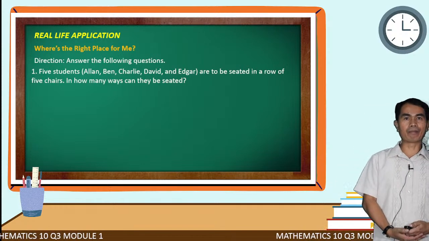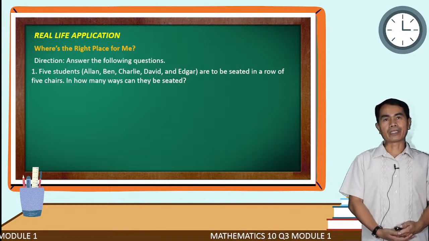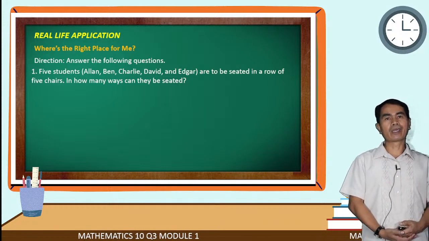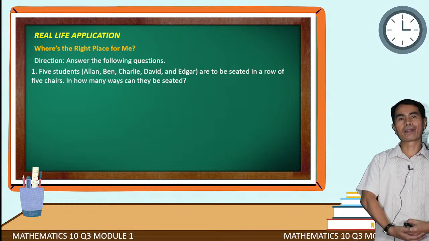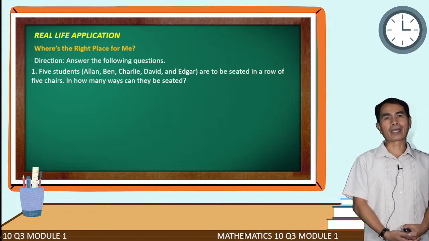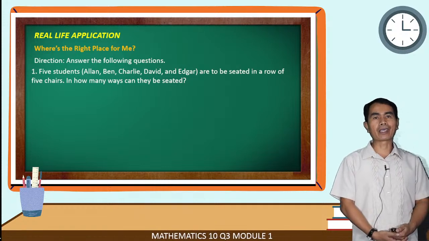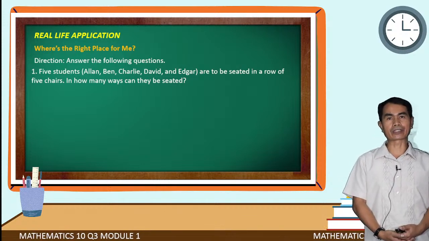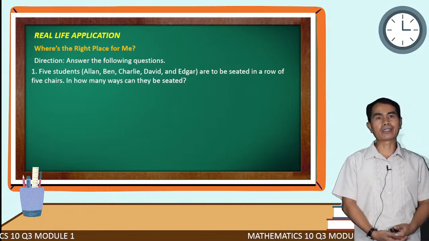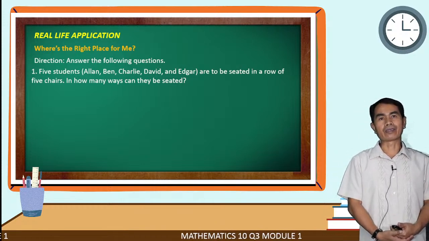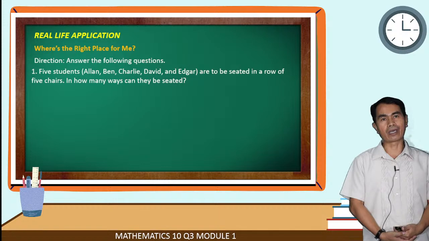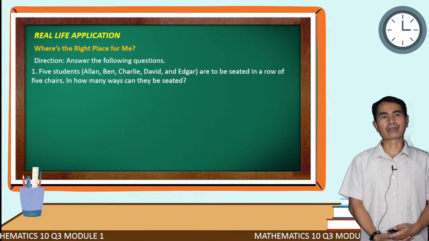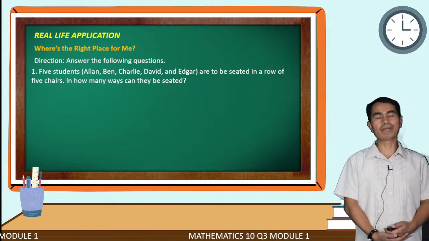So let's have this activity. Where's the right place for me? This is the title of our activity. I want you to answer the following questions. Question number 1: 5 students, Alan, Ben, Charlie, David, and Edgar are to be seated in a row of 5 chairs. In how many ways can they be seated in a row or straight line? Can you give me the right answer for this problem?